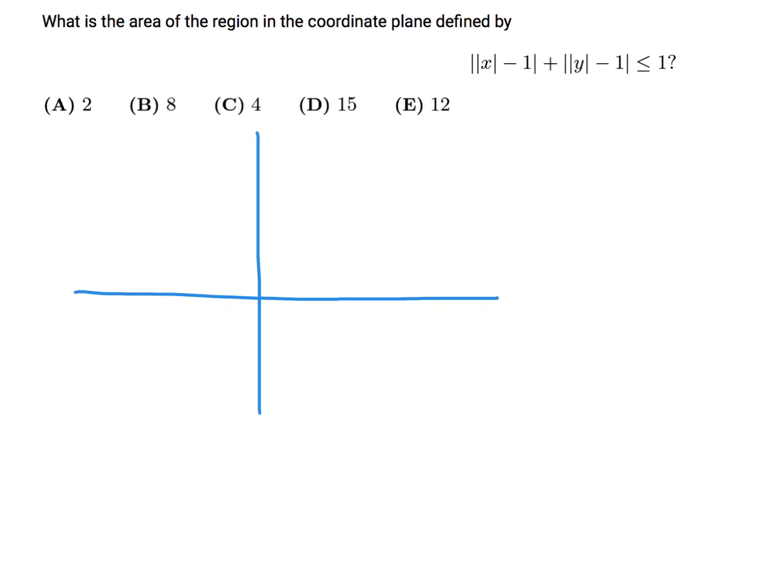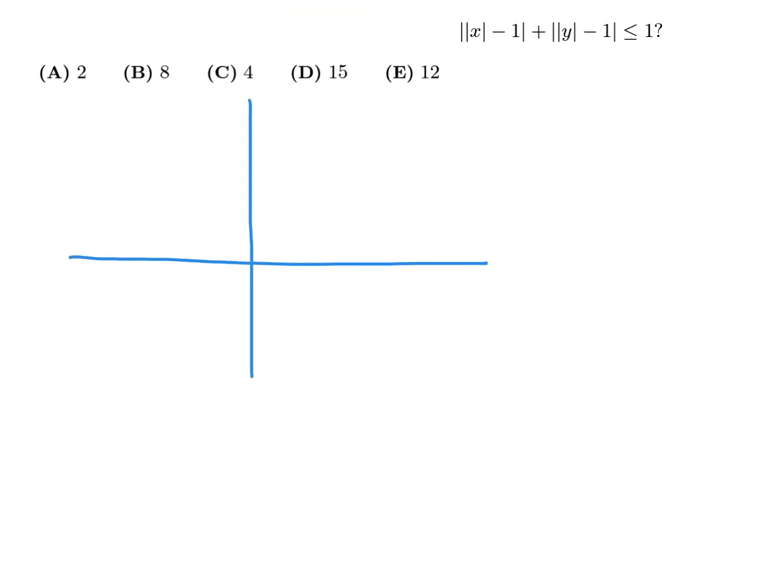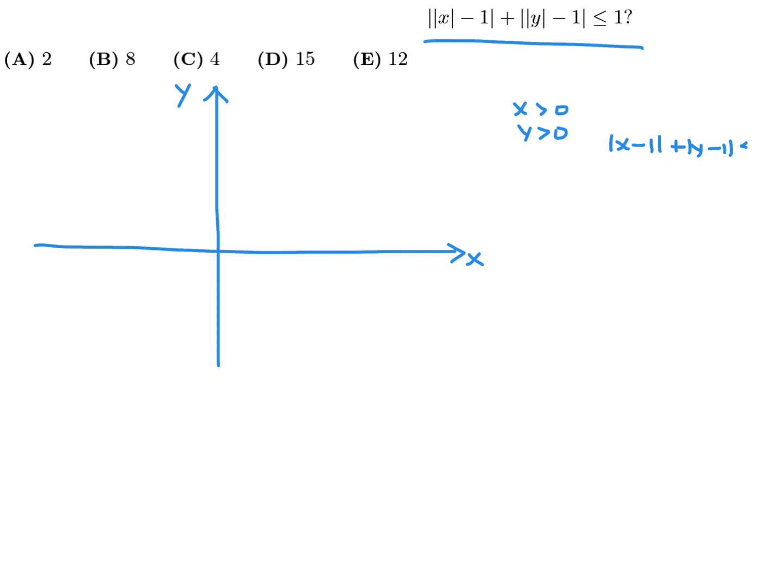But let's first concentrate just on the first quadrant. So the first quadrant is a scenario where x is greater than 0 and y is greater than 0. If that is applied to that, it reduces to the absolute value of x minus 1 plus the absolute value of y minus 1, and I think that it'll be less than or equal to 1. That doesn't change.